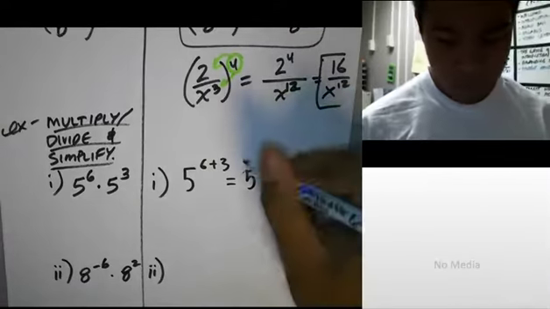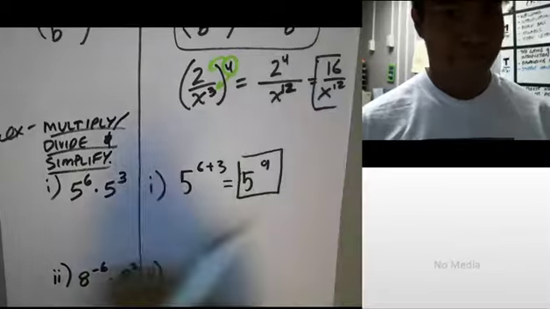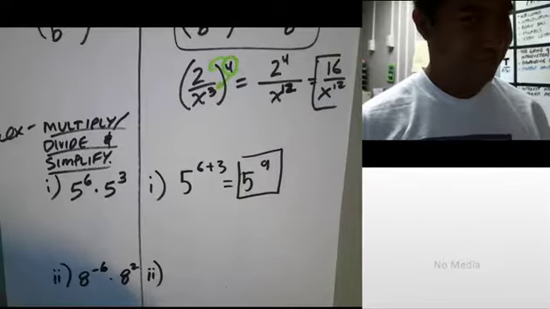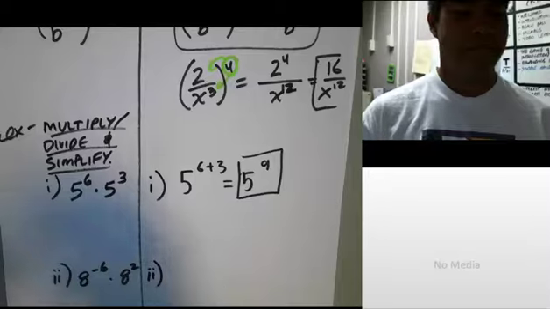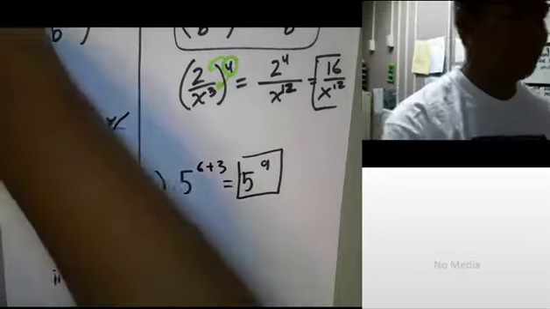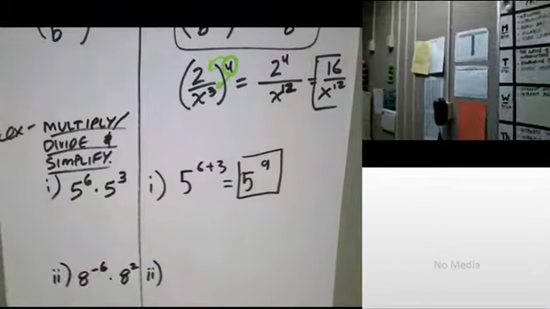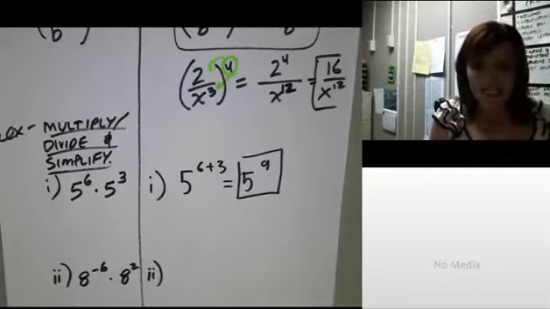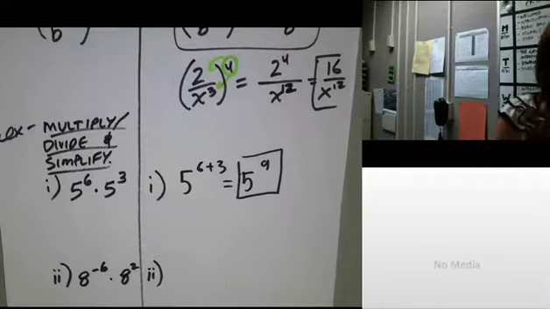Perfect. 5 to the 9th. How many people got the same thing as Jiro? Awesome. For our audience at home, a lot of people in the audience raised their hand. They agree with him. Give Jiro a round of applause. Thank you, Jiro. Next one. 8 to the negative 6 times 8 squared.